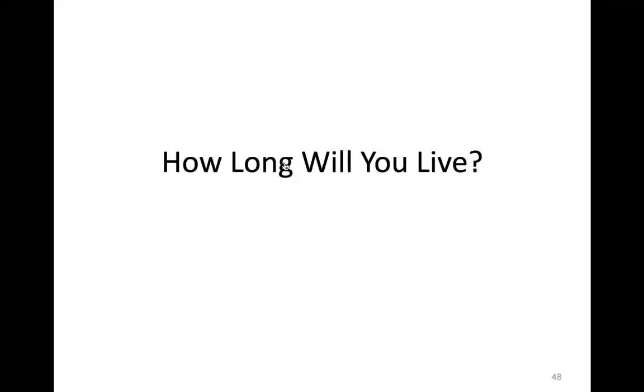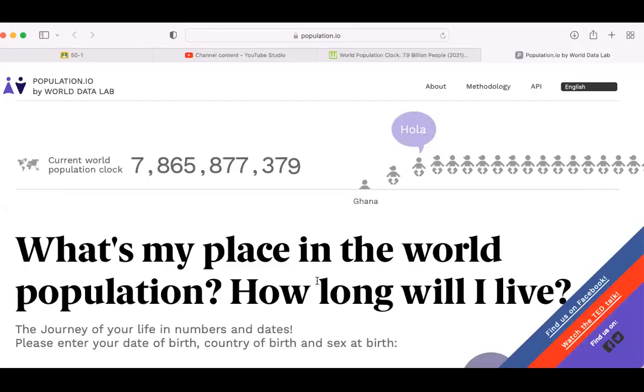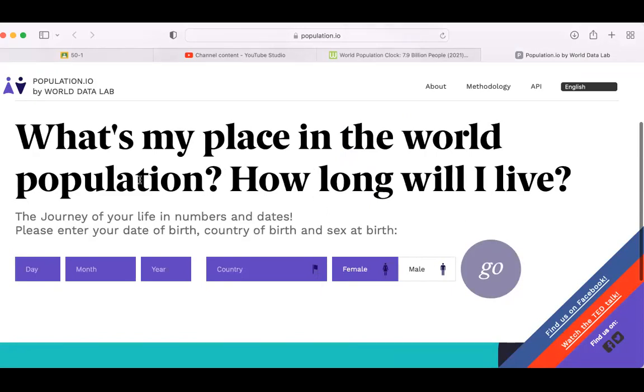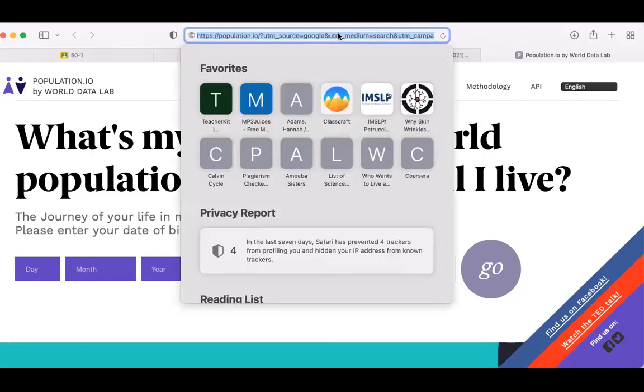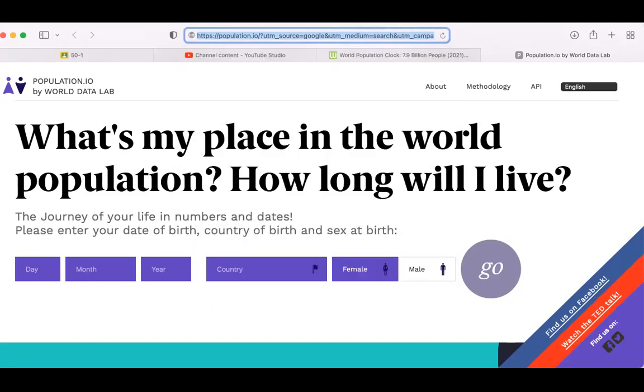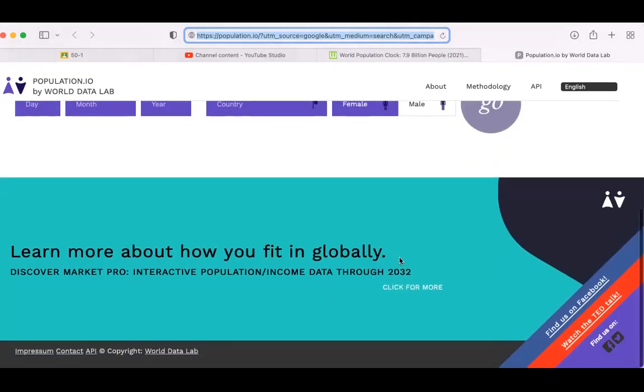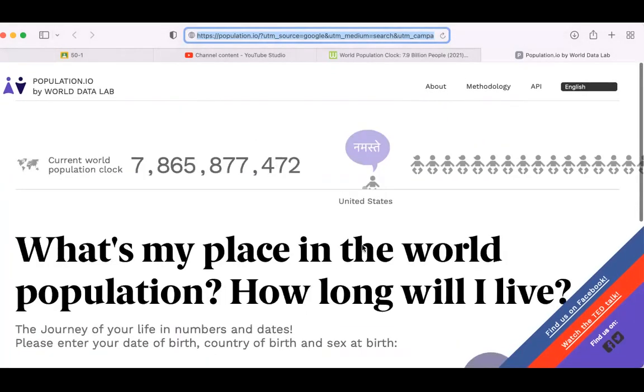All right, what is this? I forgot what this is. Let me go to here. Okay, so what's my place in the world population? How long will I live? All right, I will copy this and send it in the Line group. Did I download Line yet? Yeah. And then you guys can play with it, because I think there are other things that you can do here. I'm just waiting for Line to go.